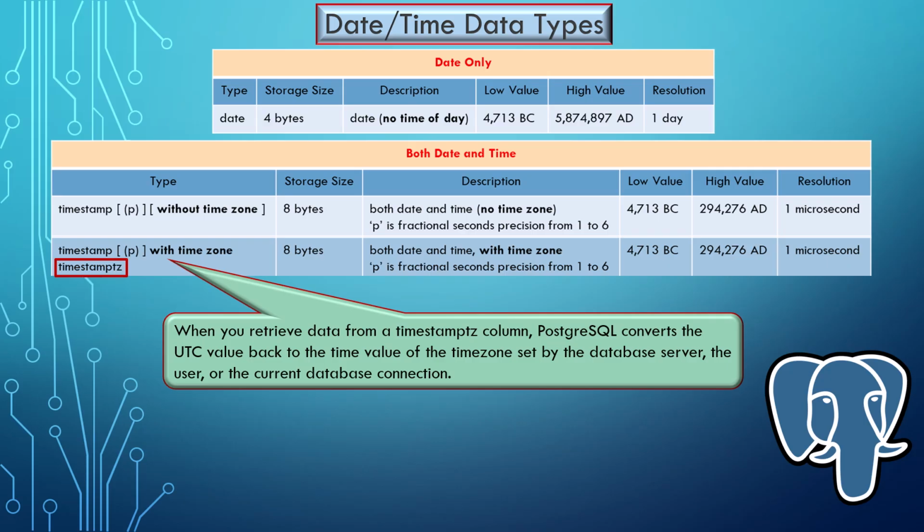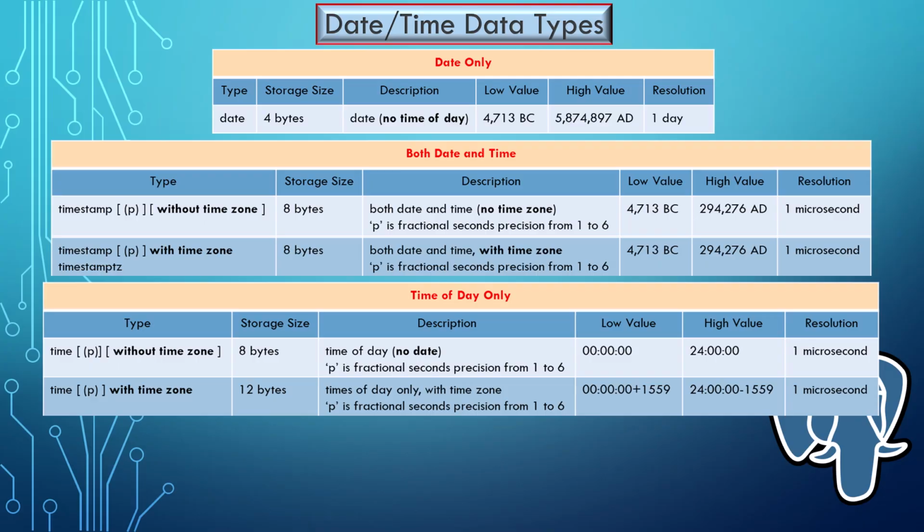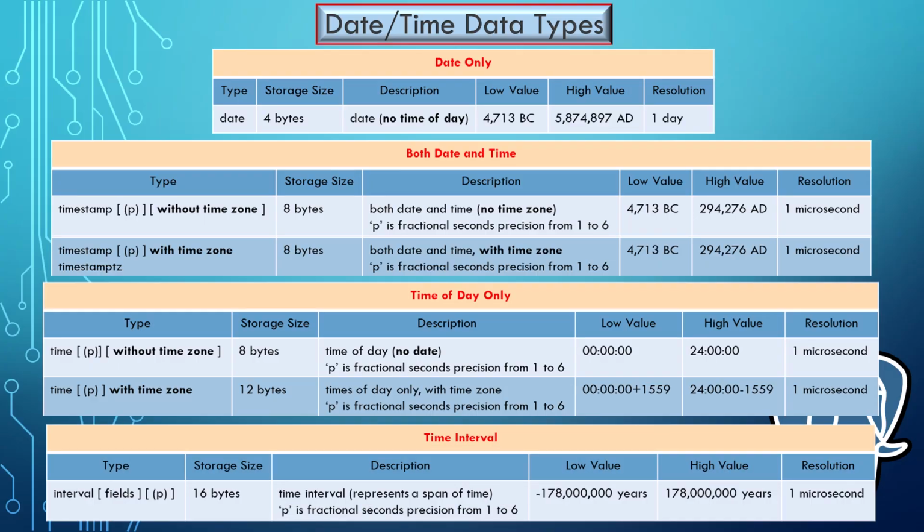When you retrieve data from a timestamp TZ column, PostgreSQL converts the UTC value back to the time value of the time zone set by the database server, the user, or the current database connection. Time of day only, without a time zone and with a time zone, and time interval.